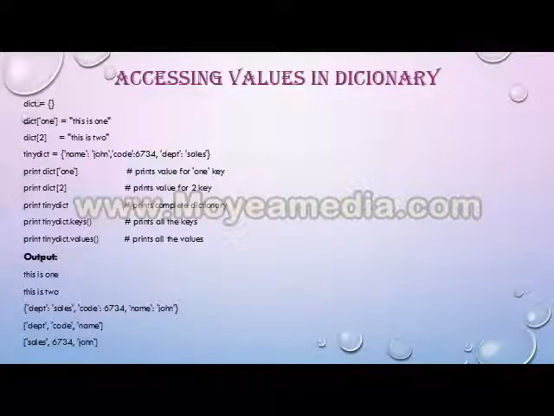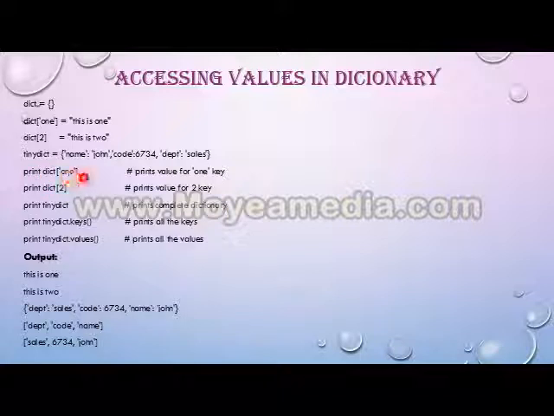Accessing values in dictionary. Now we will see how to access values in dictionary by some examples. Here, firstly we have declared a null type dictionary. Then we have dictionary 1. Here 1 is the key. Dictionary 2, here 2 is the key. Here in this, the values 'This is 1' and 'This is 2' are stored. Also we have one dictionary named tinydict, in which three values or items are stored. Now we will access it one by one.